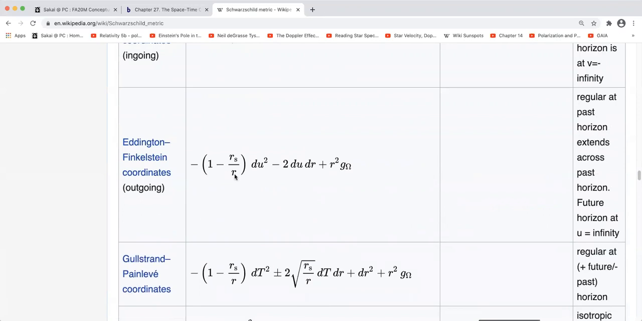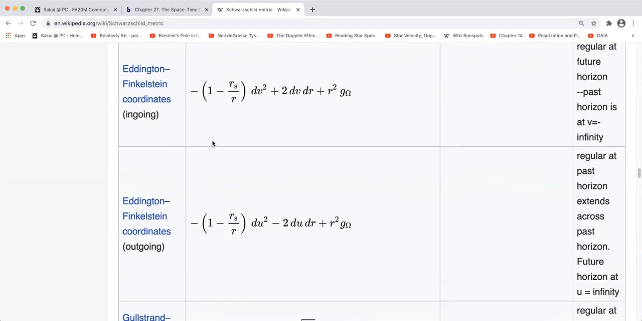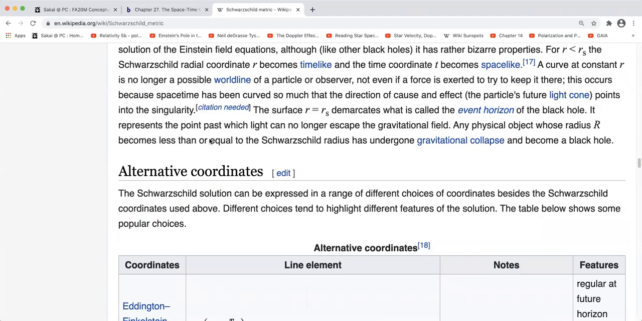Yeah, so for example, here, if r is equal to rs, this is 0, but that's fine. Everything else is fine, so there's no problem. So people say you should use the Eddington-Finkelstein coordinates to get rid of that false singularity. You're not required to remember that for the exam.